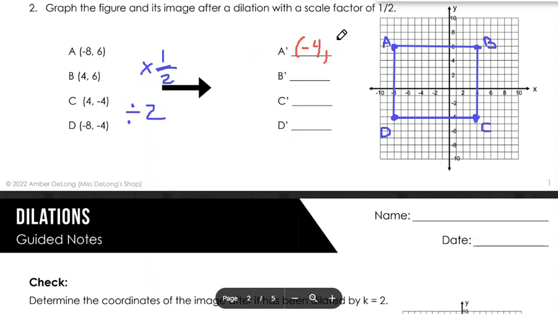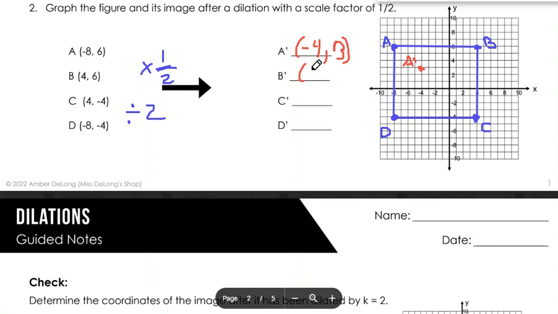6 divided by 2 is 3. Ooh, that's an ugly looking 3. Let's do it. -4, 3. So go -4 up to 3, and I put a point, and that is my A prime. All right, now let's do B.